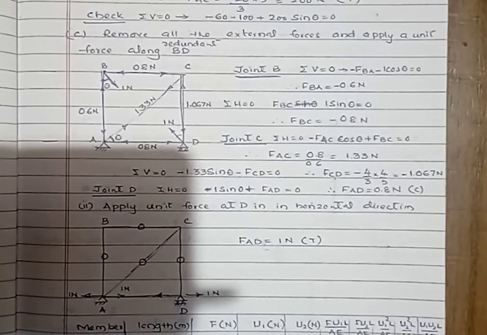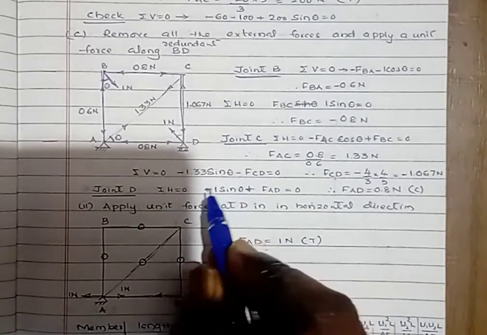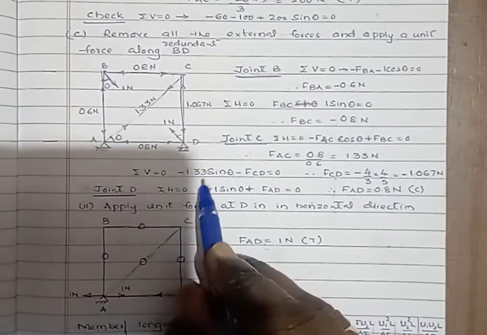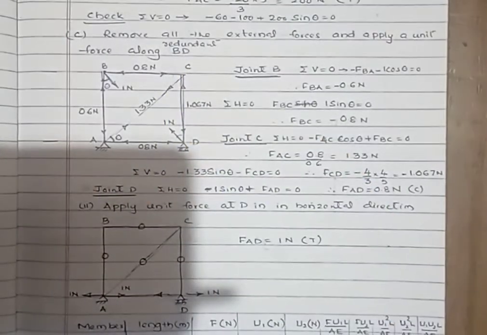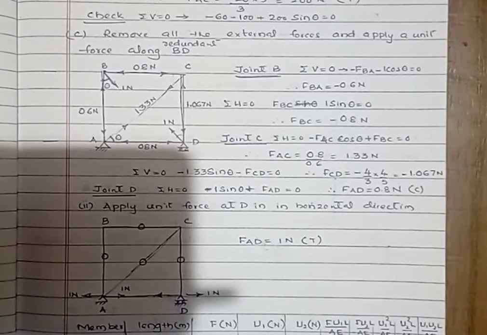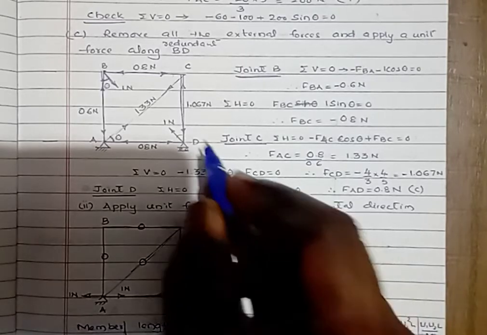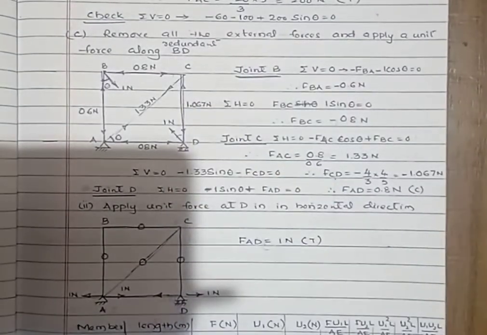Then summation of V equals 0. Here you will get 1.33 sin theta, that is negative, minus the force in the member due to the unit load in the redundant BD, that equals 0. Therefore, U_CD, the unit load in member CD, equals minus 0.1067 Newton as shown in the figure. This one is also compressive.